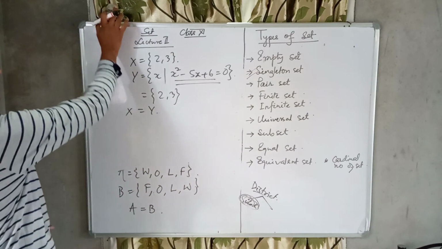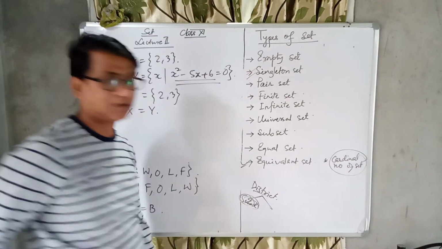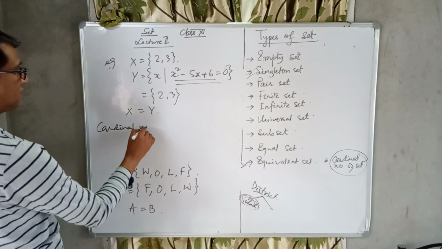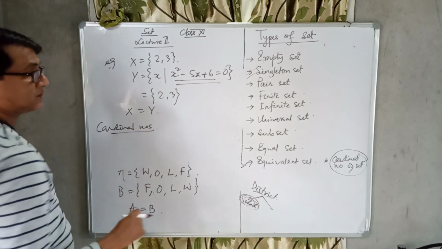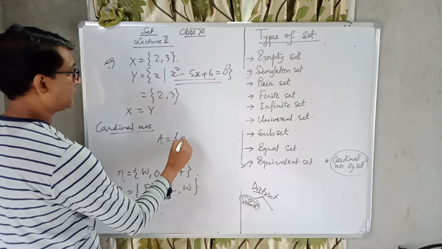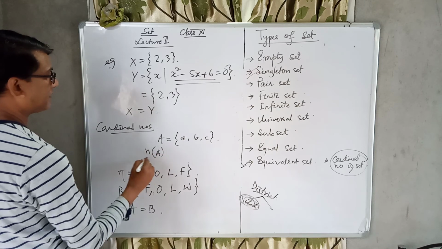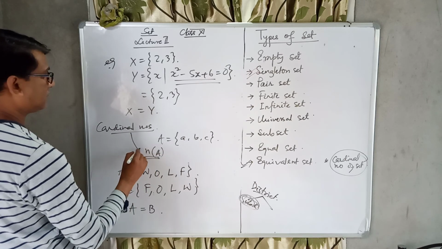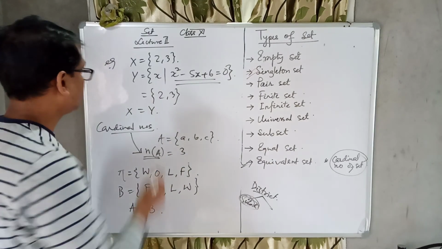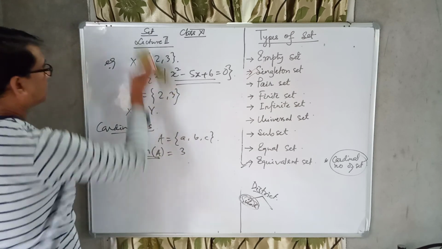Next is the equivalent set. Before that, we have to know about the cardinal number of a set. Cardinal number means the total number of the elements of the set. Suppose A is equal to {a, b, c}, and the cardinal number is denoted by n(A). How many elements are there? 3. So the total number of elements of the set is known as the cardinal number of the set.